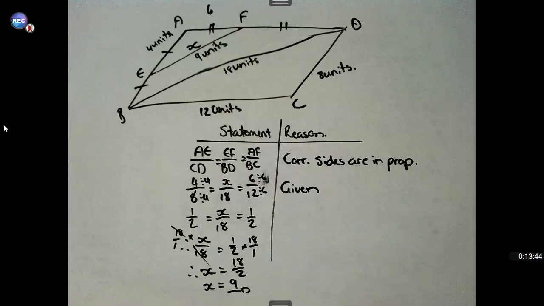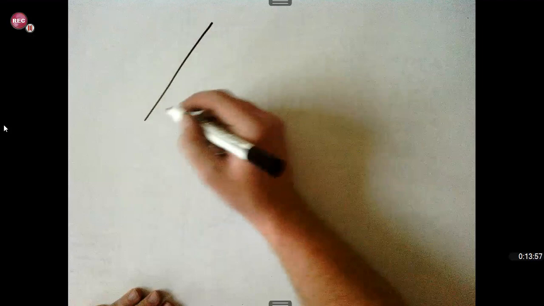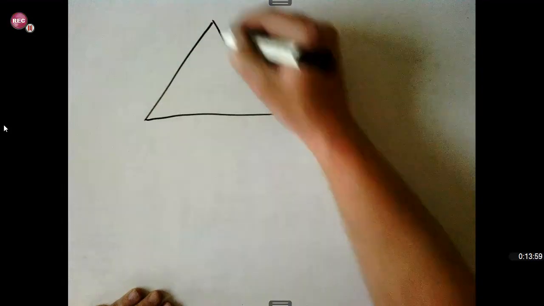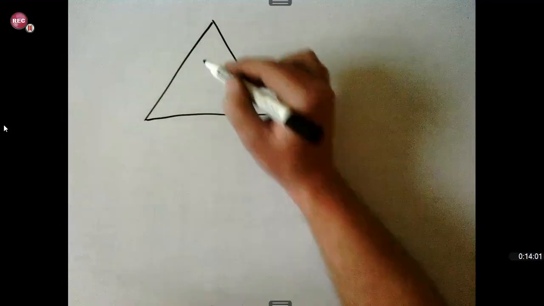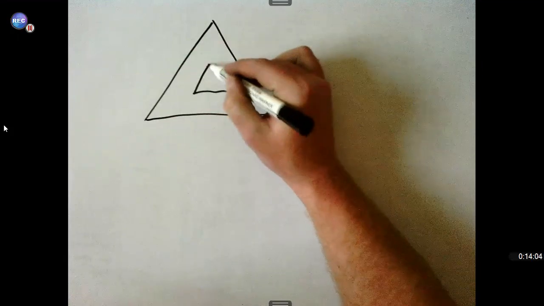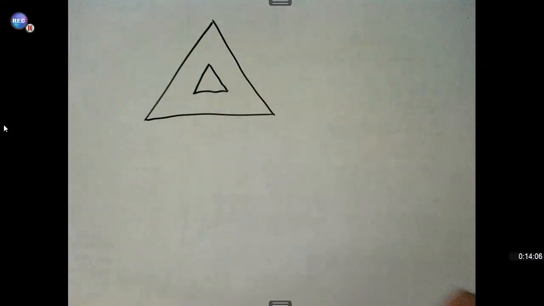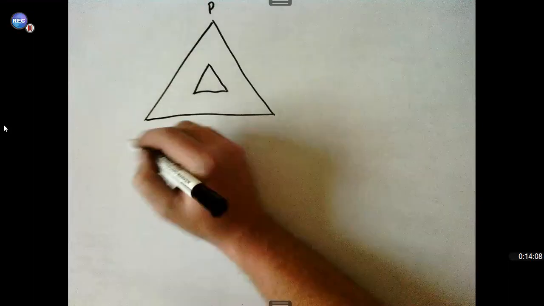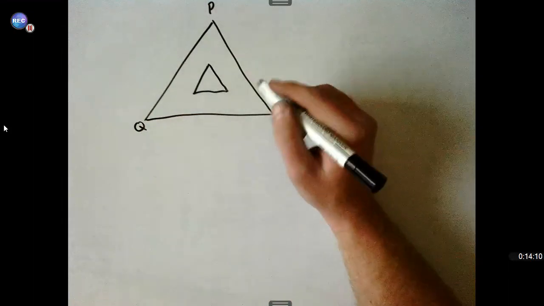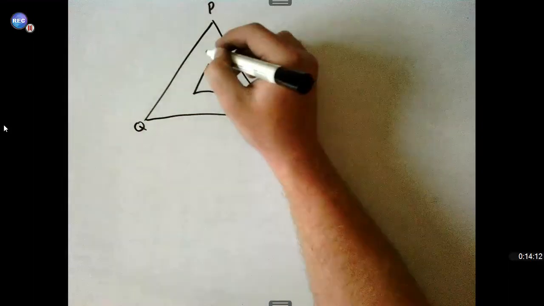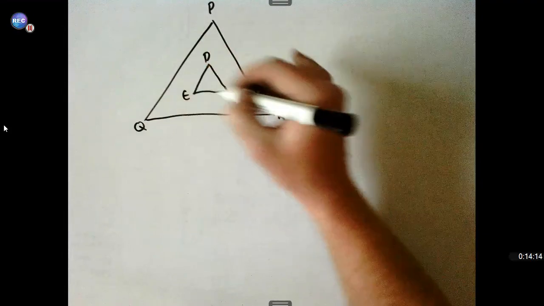Okay, let's do one more question and then we'll call it quits for this evening. The next question looks as follows. We'll have a triangle inside of a triangle. There's the first one, and then a smaller triangle. The outside one would be P, Q, and R. The inside one would be D, E, and F.